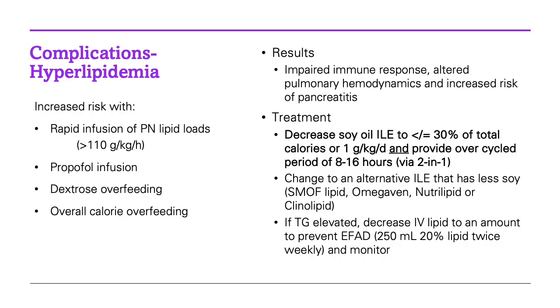And then if triglycerides are elevated, decrease the IV lipids to an amount to prevent essential fatty acid deficiency. So 250 mLs of 20% lipid twice weekly and monitor. Some patients will just have more trouble metabolizing IV lipids than others. Make sure we're monitoring the triglyceride levels and stop them if they begin to rise. You do not need to wait until the triglyceride is 400 to stop the lipids.